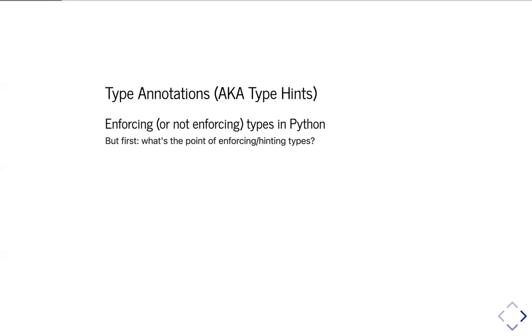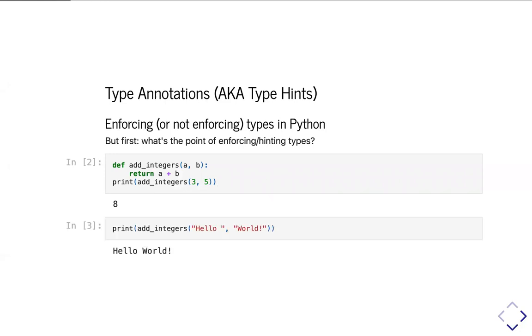So what's the point of enforcing type hints or not? Well, in a lot of other languages, there's strict use of types. So if you had a function add integers, then they would both be integers probably. In Python, you can just kind of make a function on the fly, put some variables in there, and add them up, and they print out 8. Thing is, you can put in things like strings, and that also works. It just concatenates the strings.